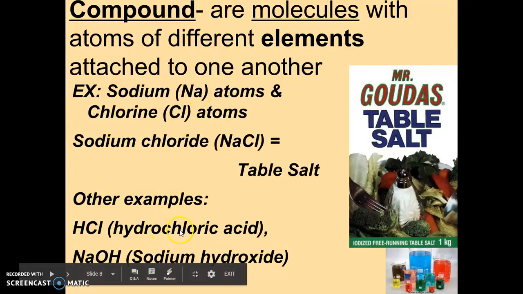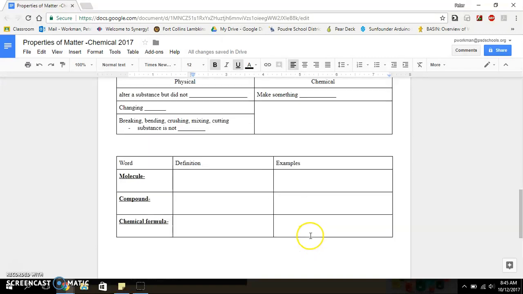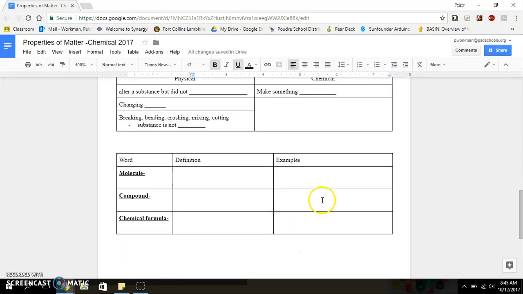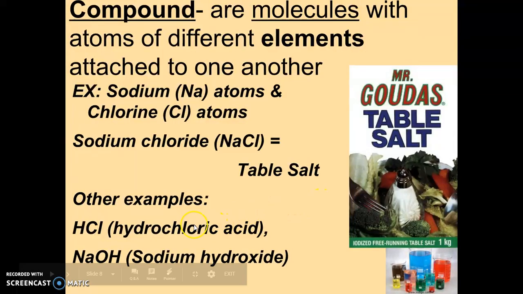Some other examples, which you can draw here in your examples of compound, are things like HCl, right? Hydrogen and chlorine, that's hydrochloric acid. Okay, or finally, sodium and oxygen and hydrogen, it's called sodium hydroxide. It's a very powerful base. Okay, so in this case, three different elements all combined together. You can have many, many more. But a compound has different atoms of different elements.